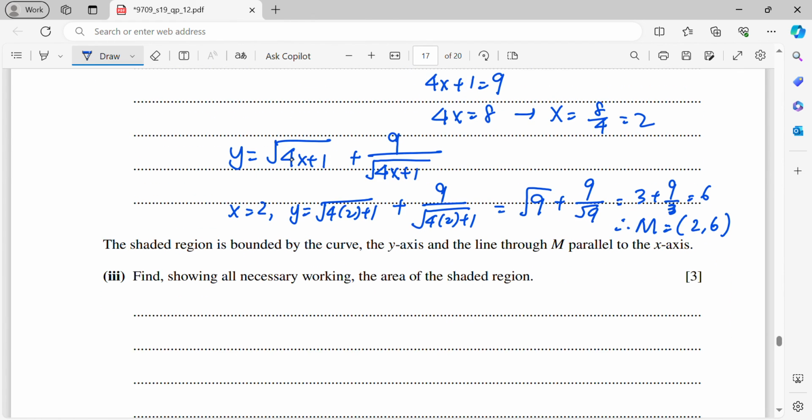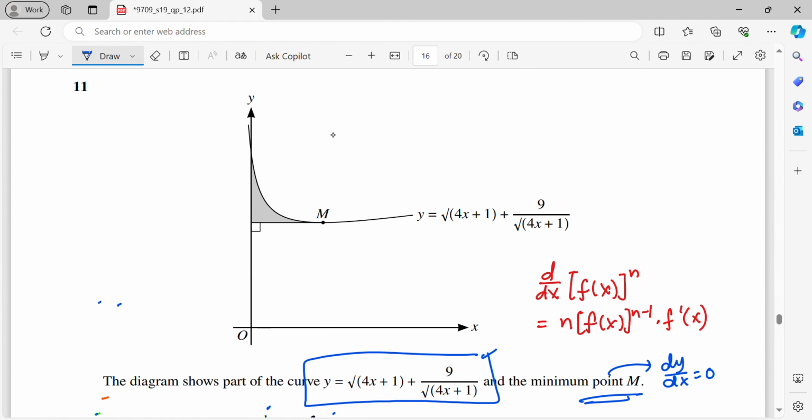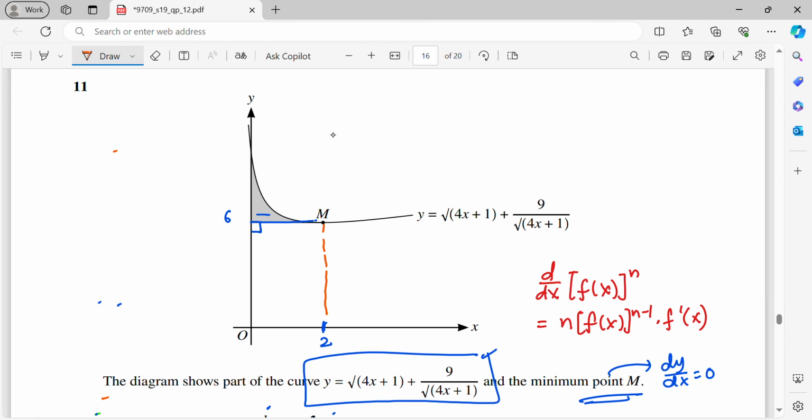Now, the shaded region is bounded by the curve, the y-axis, and the line through M parallel to the x-axis. Find, showing all necessary working, the area of the shaded region. Let's look at the graph first. Basically, I know my M with coordinates (2, 6). So here is 2, and this is 6. And it's mentioned that this is 90 degrees. So to get the area of the shaded region, I will just integrate this graph from 0 to 2, which means I'm finding the area of all these regions.